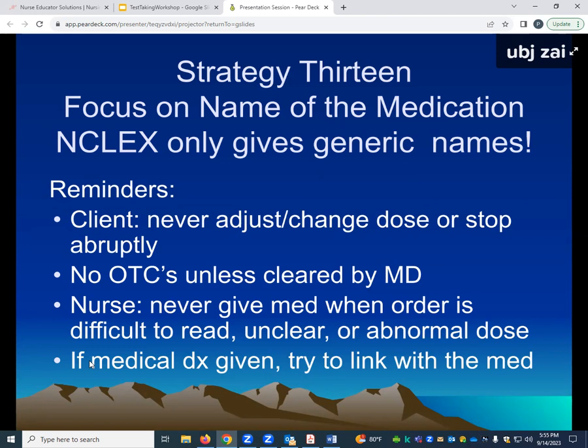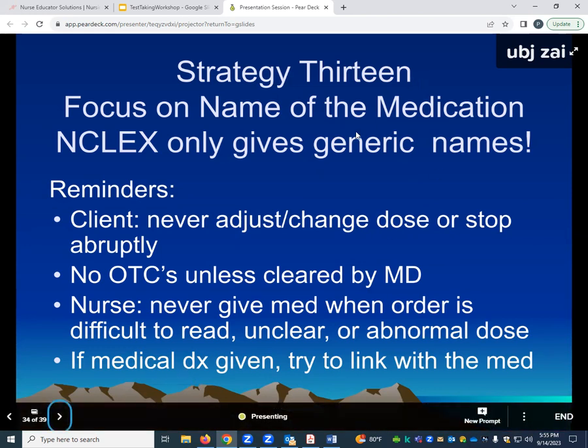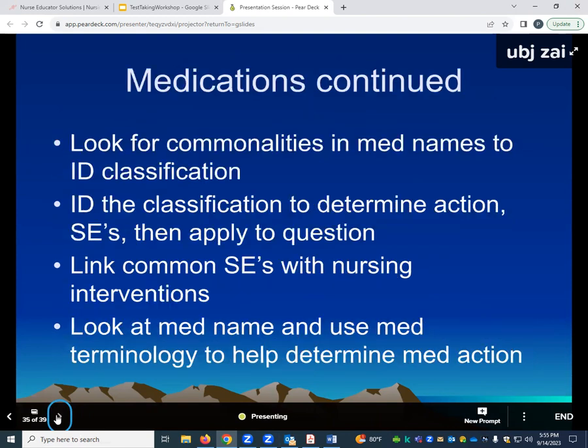There will be very common meds that you'll be giving on a regular basis during clinicals, so make note of the dose, because that could come up on a question. If you've never seen the med before and there's a medical diagnosis in the scenario, try to link that with the med. If you know it's a respiratory disease based on the description, then the med they're talking about is probably a respiratory med. So what are some of the things that you know about other respiratory meds that you could link with that?